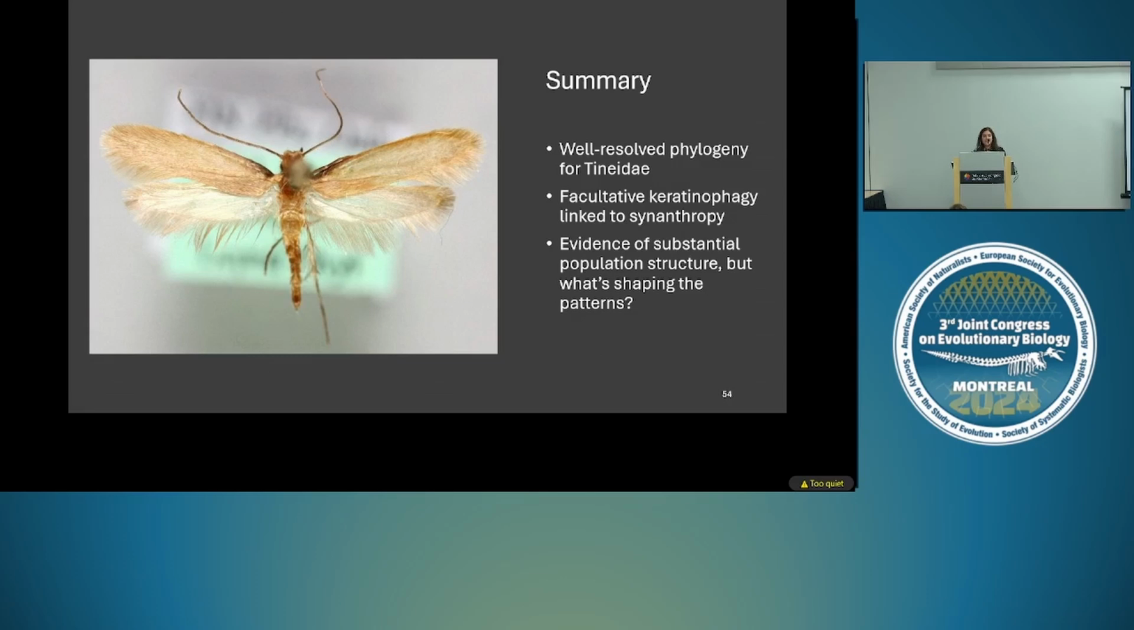Preliminary evidence suggests that local urbanization may be a barrier to gene flow, and urbanization is a really important factor. However, we still need to do some work to look at these patterns.